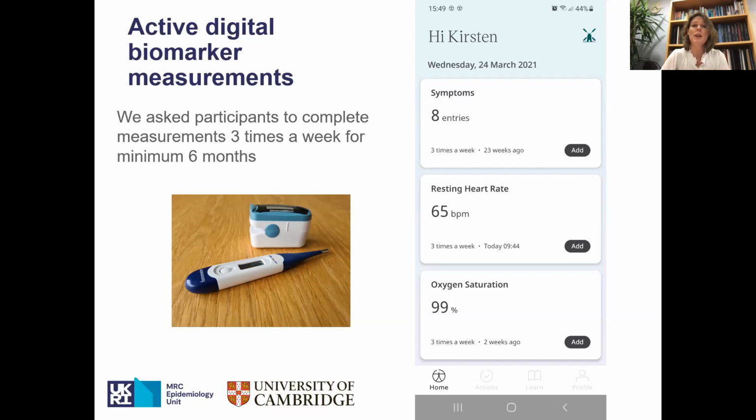And we asked them alongside that to also make a recording of their symptoms or no symptoms 3 times a week. And so depending on when they started in the study, between August and October 2020, everybody was in the study for a minimum of 6 months, so between 6 and 9 months. And we asked them to complete those measurements 3 times a week.